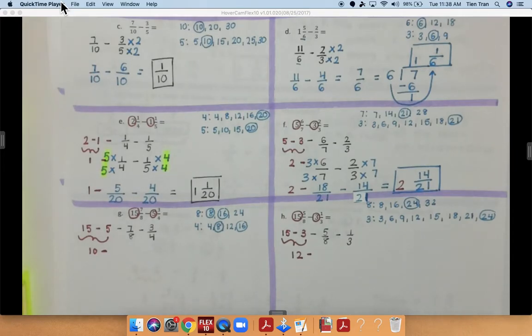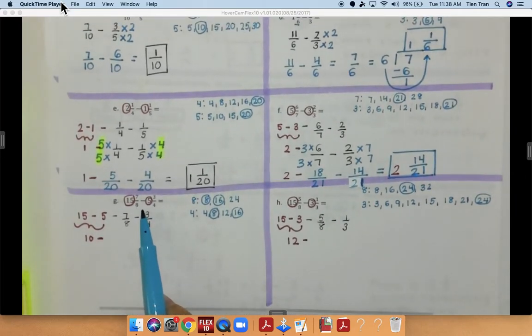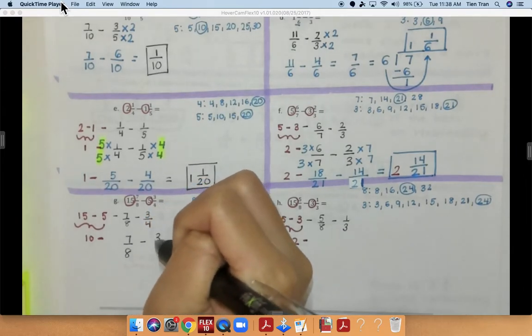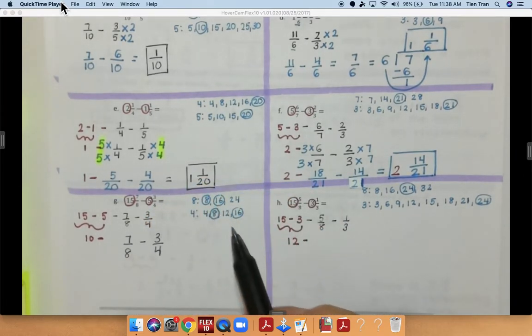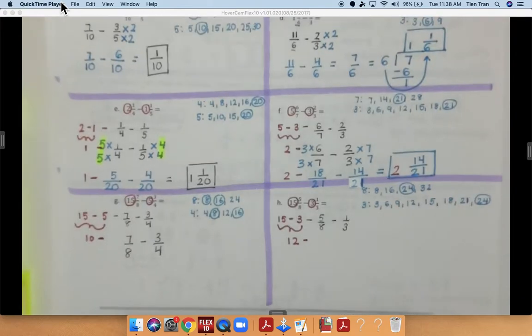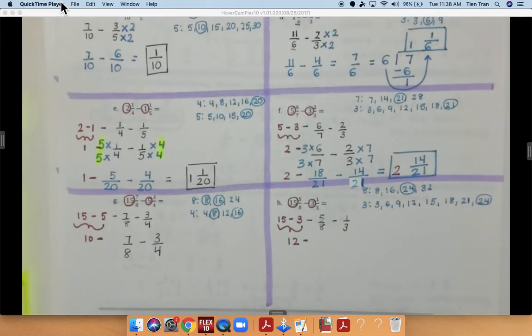Okay, now for problem G, I have 15 7/8 minus 5 and 3/4. First thing I'm going to do is subtract my whole numbers, 15 and 5. 15 minus 5 is equal to 10. And now I'm going to look for the common denominators for 8 and for 4. When I look for my common denominators for 8 and 4, look, I have 8 and 16. 8 and 4 really have a lot of similar common denominators. But I want to use the smallest one because it's easier to work with. So I'm going to choose 8.